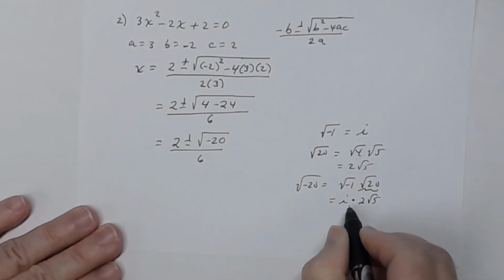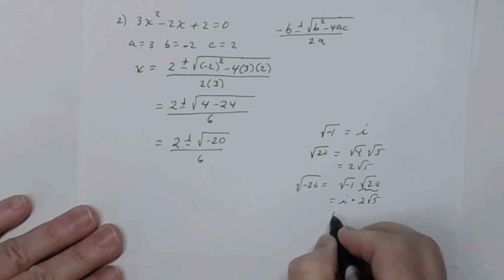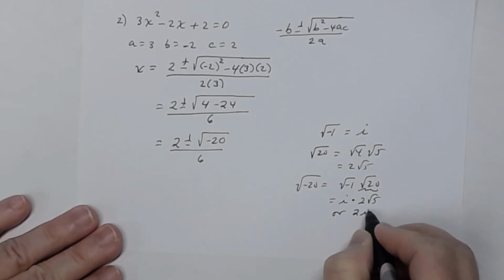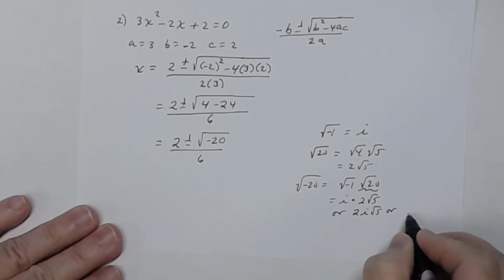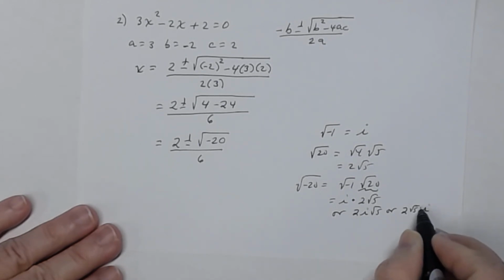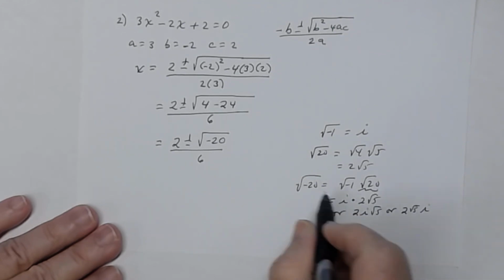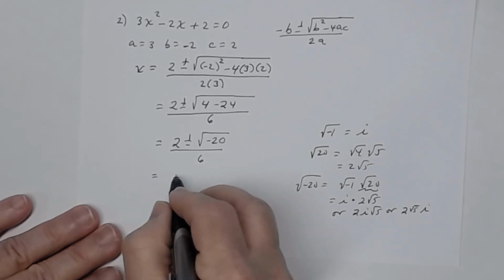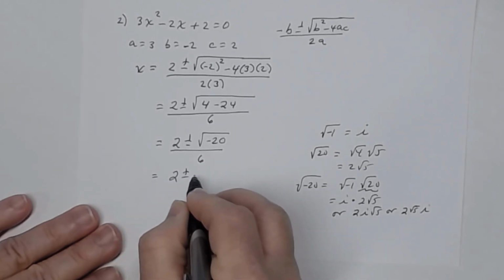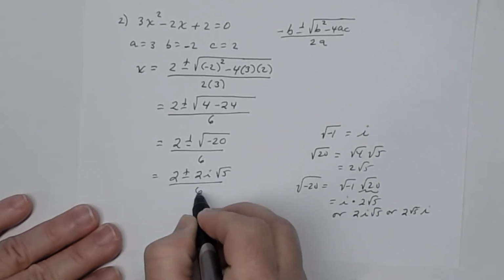And we tend to rewrite this in one of several ways. So you could write this as 2 times i square root of 5, or you can write it as 2 square root of 5 and then put the imaginary part at the end. Just make sure it doesn't look like it's under the square root. So notice how I wrote this. I'm going to take this one here and put it here. So the next thing you have to do was say 2 plus or minus 2i square root of 5 divided by 6.